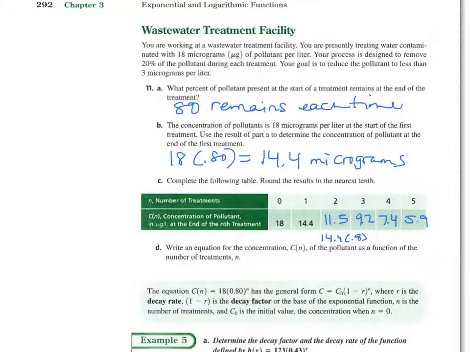So now let's write an equation like we did in the previous activities. We know the initial amount: if our n value, the number of treatments, is 0, we should get our 18. That's our initial. So our initial is 18. Each time we're going to multiply by 0.80 to show that's 80% we're keeping, to the n.